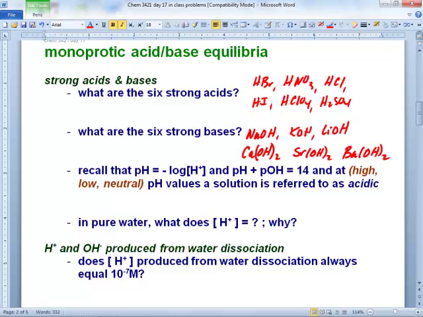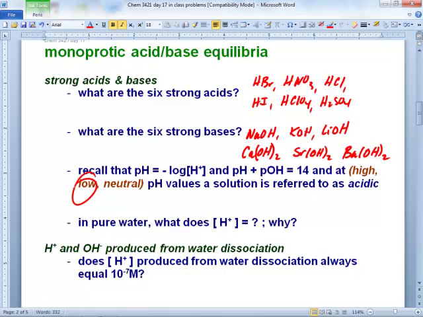pH and pOH add up to 14. Miranda, at what pH values is it acidic? Low. Yeah, low pH values. Okay. In pure water, and I should say at 25 degrees Celsius and 1 atmosphere, what's the concentration of hydrogen ion? What is it? Does anybody know? Anyone help her? 1 times 10 to the negative 7.